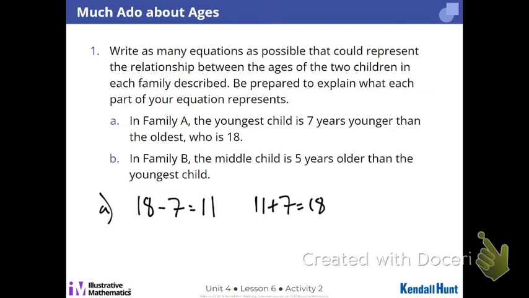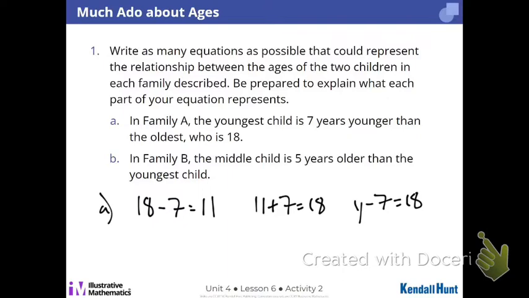Okay, others? Yeah, Sean? 11 equals 18 minus 7. Well, we got that one right here. That's the same thing, only different, okay? What about 7 minus negative 11 equals 18? That's 7 plus 11. I was just trying to rewrite it, you know? y minus 7 equals 18. That's one of mine.